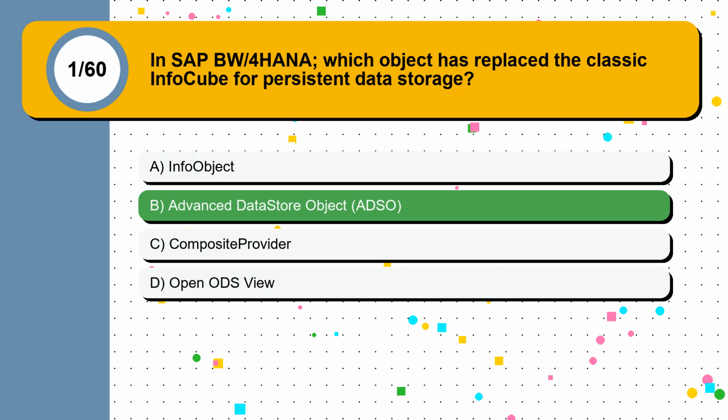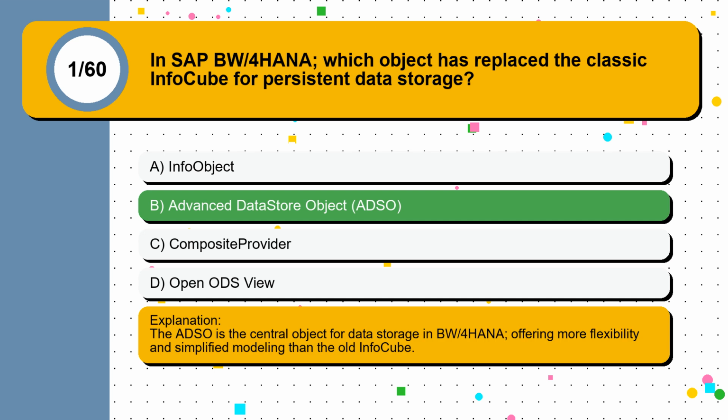The correct answer is option B, Advanced Data Store Object, ADSO. The ADSO is the central object for data storage in BW/4HANA, offering more flexibility and simplified modeling than the old InfoCube.